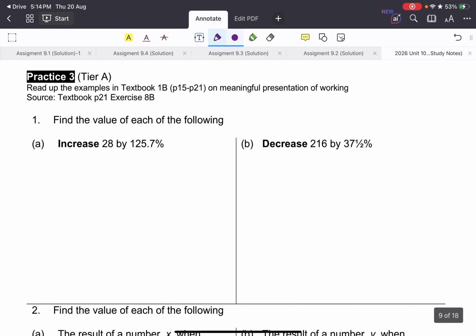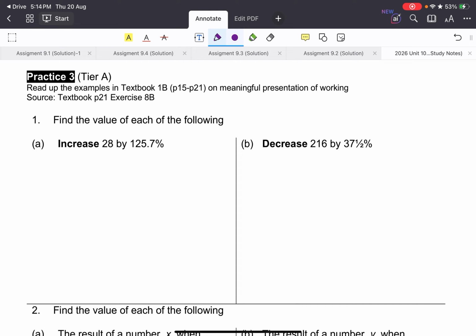So we have practice 3. In practice 3, it asks us to increase 28 by 125.7%. Here you need to take note. Increase by 125.7%. So is it 125.7% times 28? It is not, because 125.7% is the increase. It's not the final result.